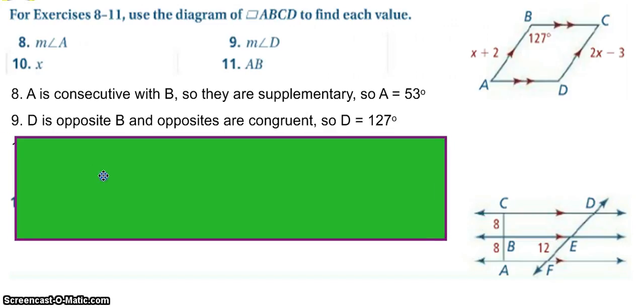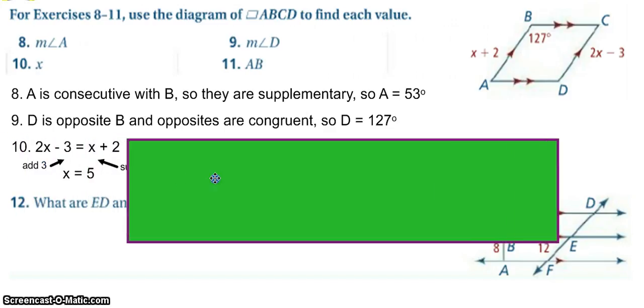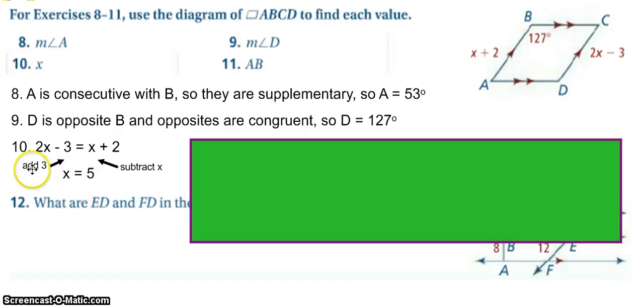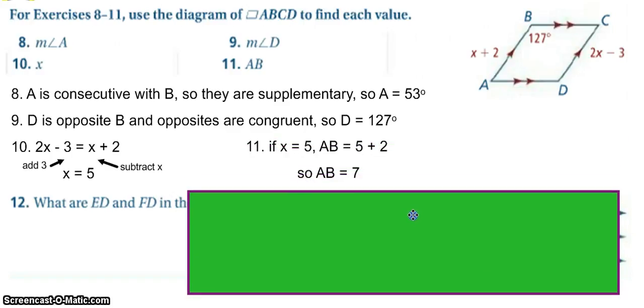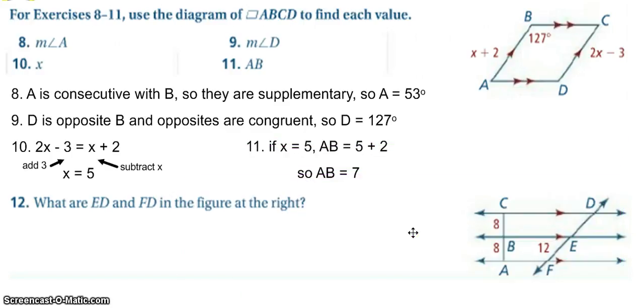For number 10, trying to find x, we know that opposite sides are equal, so I set up an equation to make them equal. In the same step, just to save room, I added 3 to both sides and subtracted x from both sides and got that x is equal to 5. And then I solved 11 using that if x is equal to 5, AB must then be equal to 7.